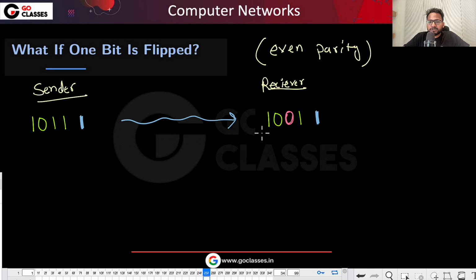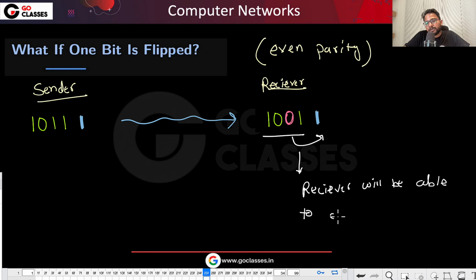The receiver will use this and find the even parity. Based on even parity, the parity should be 0, right? But the parity is 1. So the receiver will be able to detect this error. If this bit or any of the bits get flipped, if there is a one-bit flip in the data bit, then obviously the receiver can detect the error. Let me first write it, then I will tell you more things. The receiver will be able to detect the error.